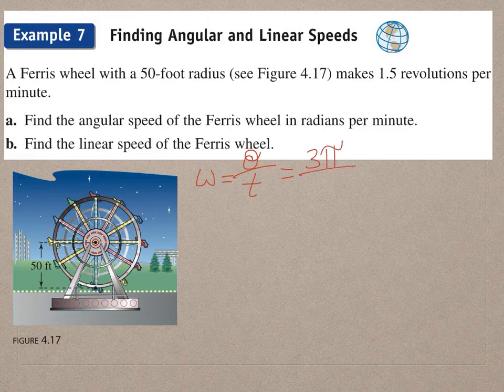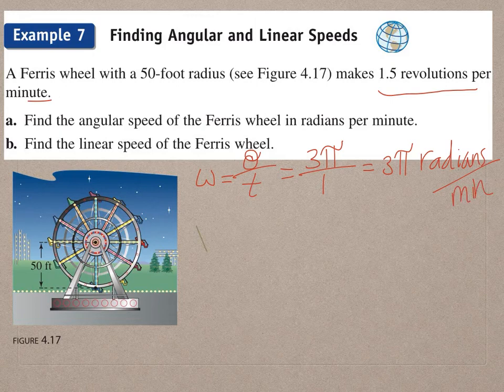And the time that it's going to take to do that is 1 minute, because it says 1.5 revolutions per minute. So 3 pi over 1 gives me 3 pi, and that is how many radians we're going to go in 1 minute. So we say radians per minute there.